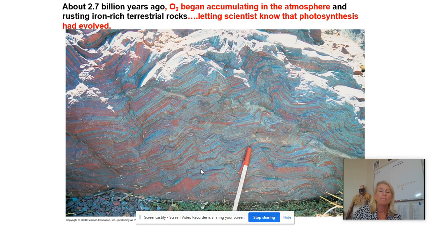About 2.7 billion years ago, we know oxygen came on the scene, that photosynthesis was present because we can see oxygen in these iron bands in these rocks. And scientists are able to use that radiometric dating and determine about how long ago we started seeing oxygen banding in certain rocks. And the only way oxygen got present in the atmosphere was by photosynthesis.